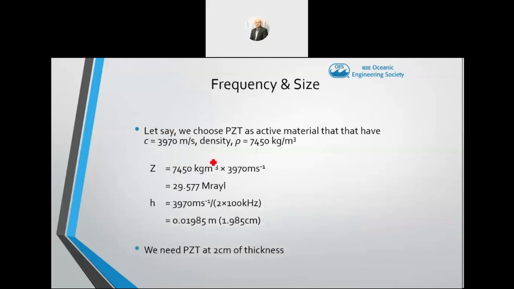So let's say we choose PZT as the active material. Inside the PZT, the speed of sound C is 3970 meters per second. The density is 7500 kilograms per meter cubed. Therefore, the acoustic impedance for the PZT is less than 30 megarayl. And the thickness required, using the previous equation, is a 2 centimeter thickness of PZT.